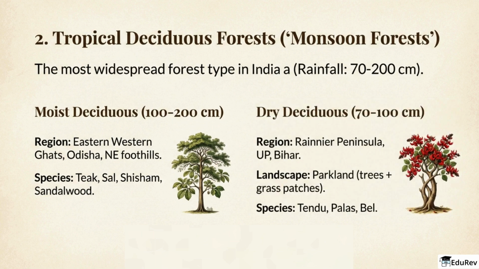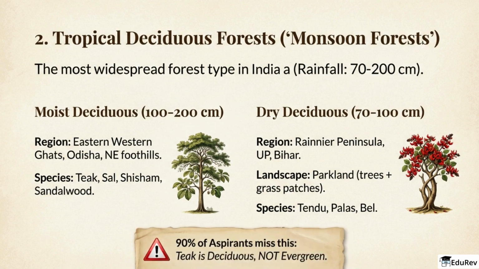Then come dry deciduous forests, where rainfall falls to around 70 to 100 centimeters. These occur across the peninsular region and in parts of Uttar Pradesh and Bihar. The landscape becomes more open, almost parkland, meaning trees with grass patches in between. The key species here are tendu, palas, and bel. This is where most students lose easy marks. Teak is deciduous, not evergreen. That one confusion shows up again and again.